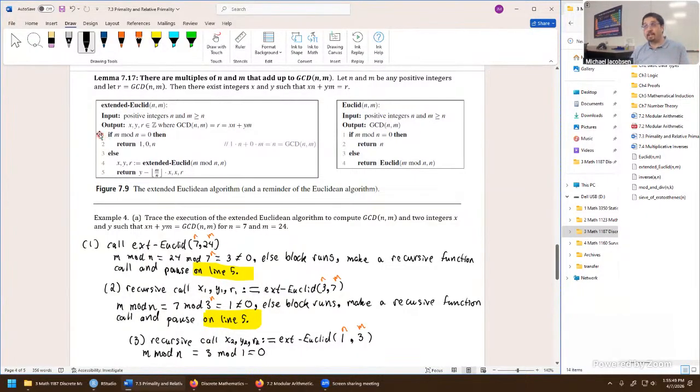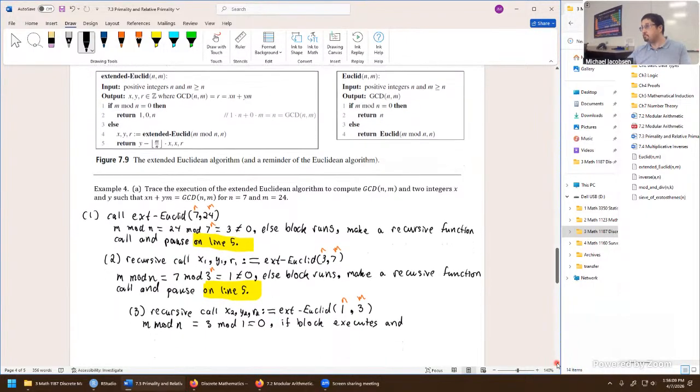But that means if the block does execute, we've reached the very, very bottom of the recursion. This is the base. We'll say here, the if block executes and returns the following. Now recall, we are calling extended Euclid on 1, 3, and we're going to store in x2, y2, r2 the output to that function call. But because the if block ran, here are the returned values.